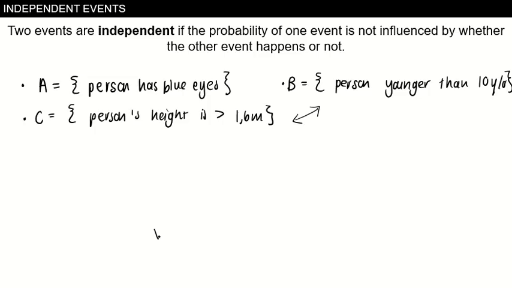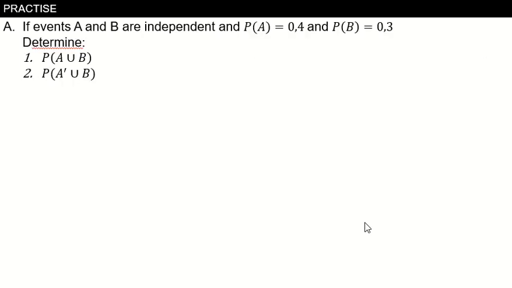And when we have events that are independent of one another, we know that the probability of A and B can be calculated by taking the probability of A and multiplying it with the probability of B. So this is the last calculation that we can include in our formula sheet for independent events. So let's check a few examples.